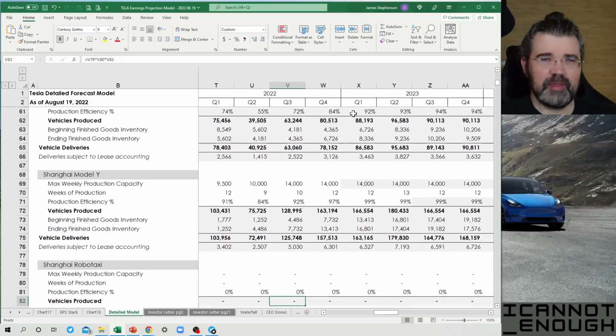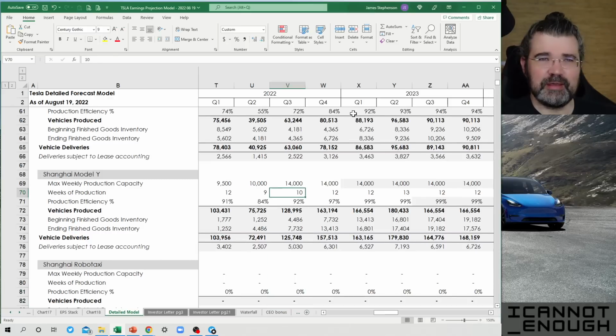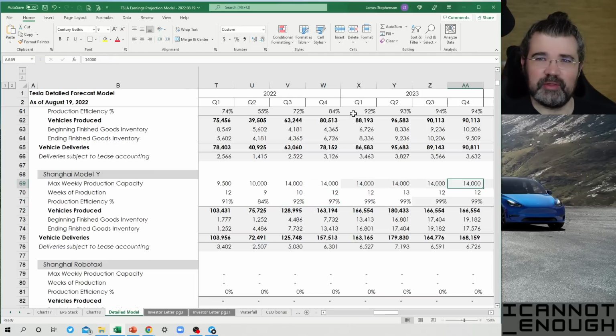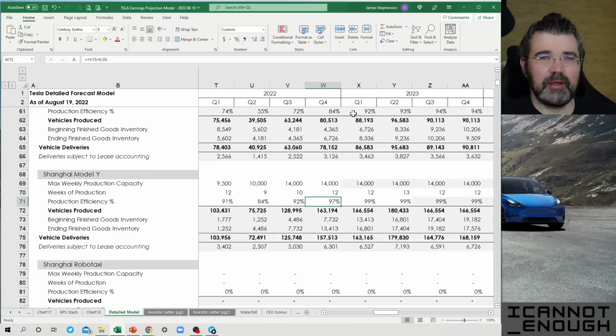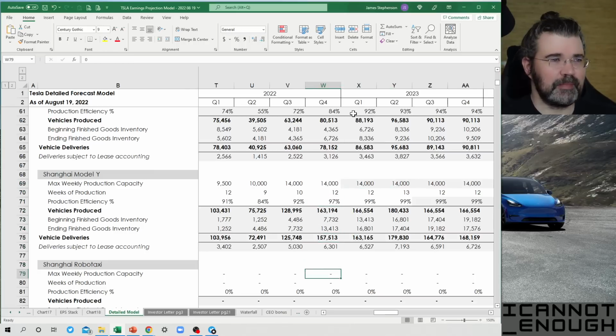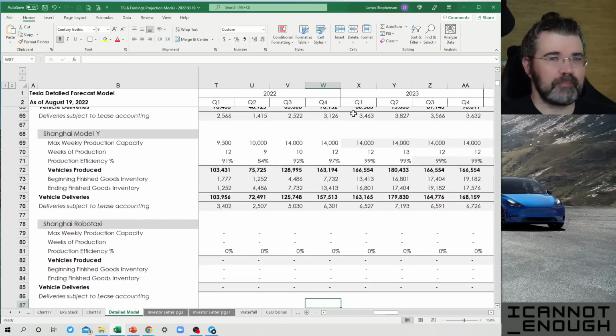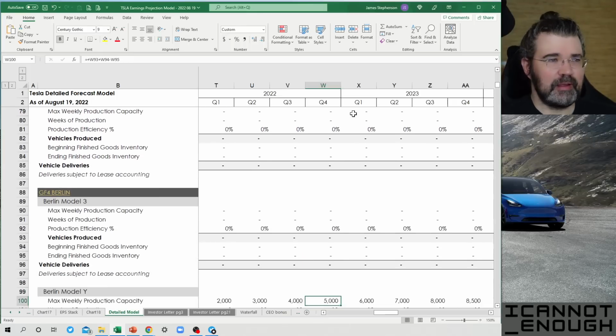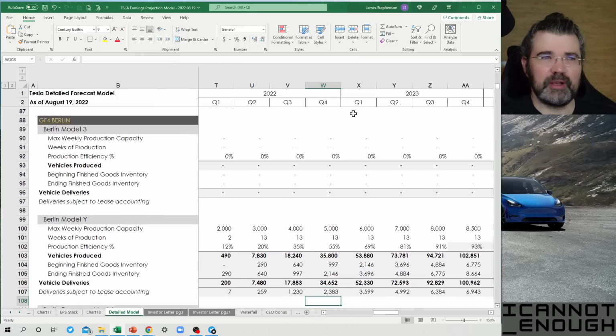Model Y did the same thing, so I've got them at 10 weeks of production in Q3 at 92% efficiency, and then hoping that they get right up to their 14,000 per week capacity quickly going forward. We'll see if they can make that or not. So that's Shanghai.